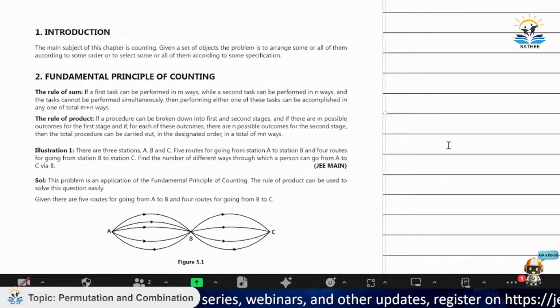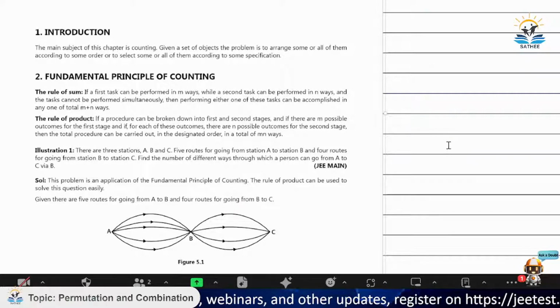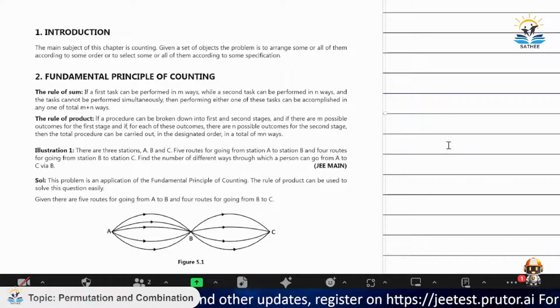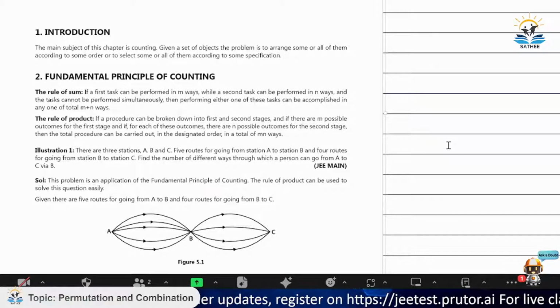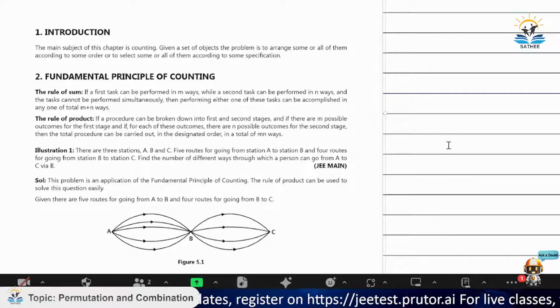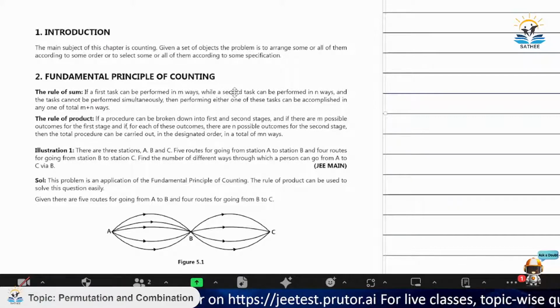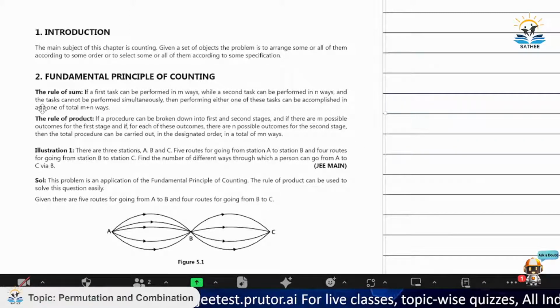So first is the rule of sum. If a task can be performed in m ways, while a second task can be performed in n ways, and the tasks cannot be performed simultaneously, then performing either task can be accomplished in a total of m plus n ways.